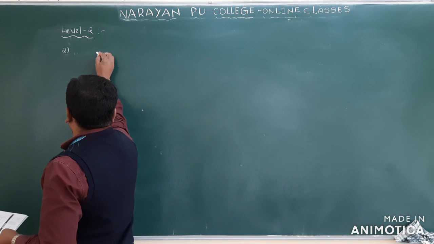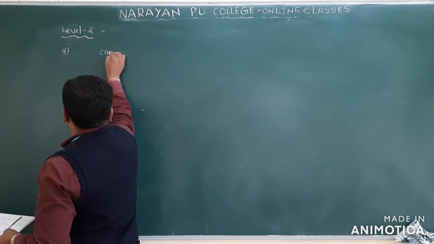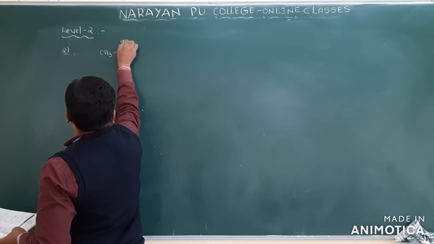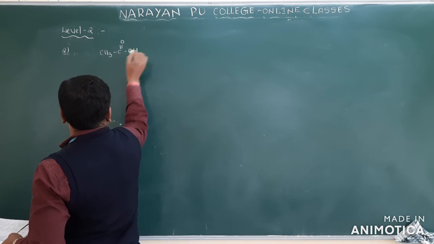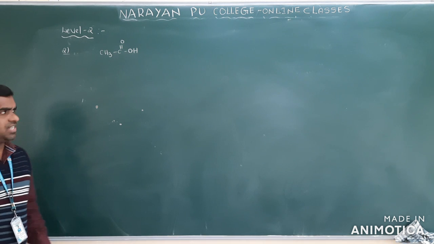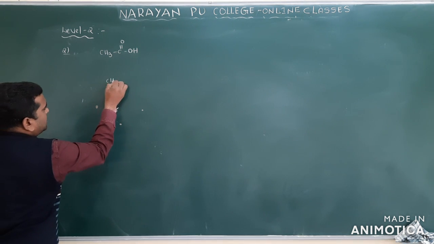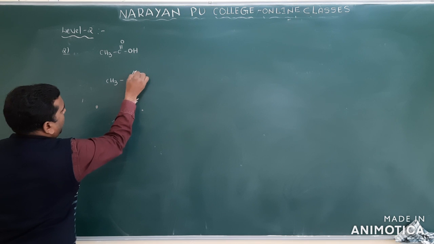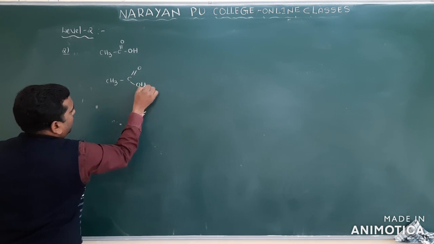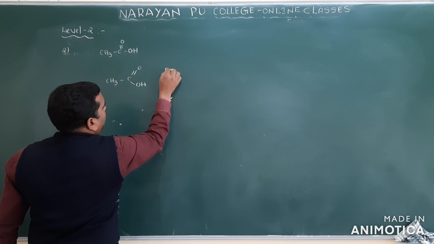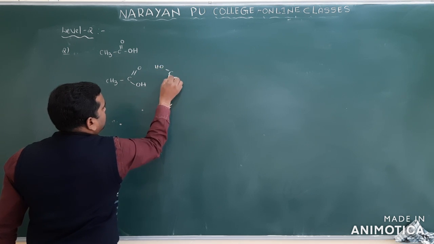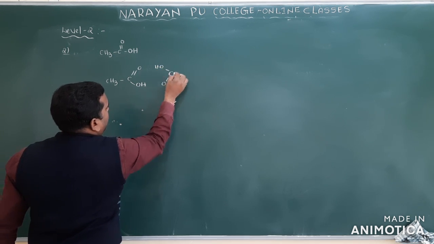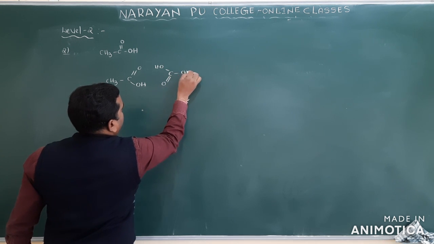Clear? So now, which of the following molecules are expected to exhibit intermolecular hydrogen bonding? First one, they have given acetic acid. The formula of acetic acid is CH3COOH. If I write the structure here, this is C with double bond O and OH, and CH3. I will write another same acetic acid: OH, with a double bond O, and here CH3.